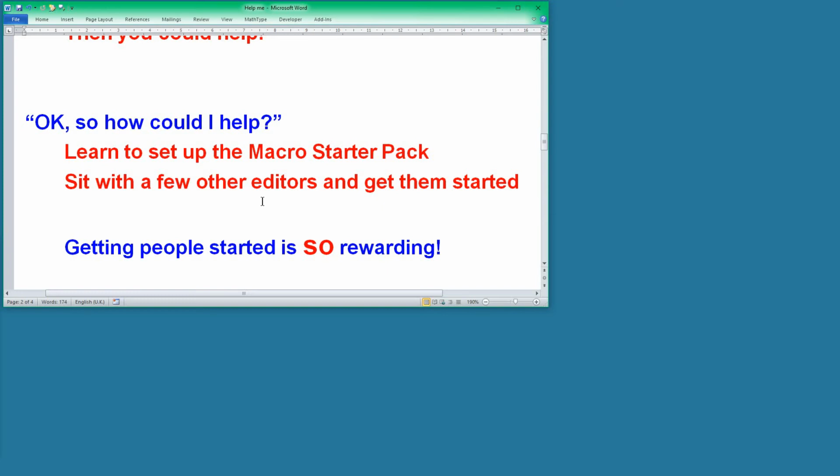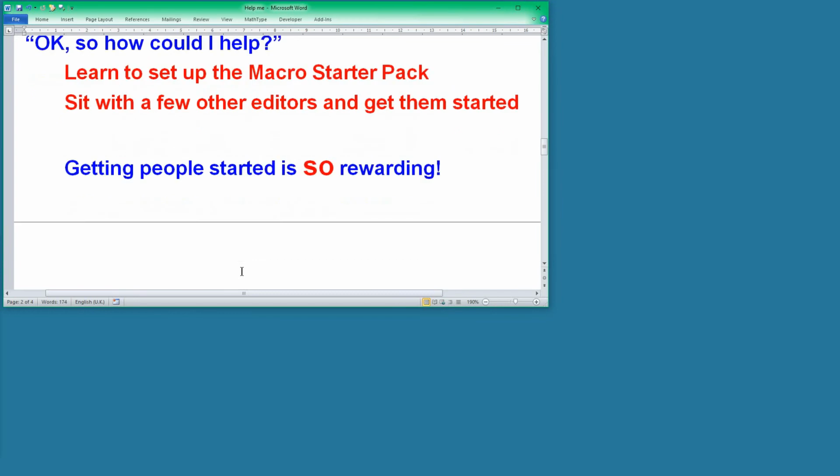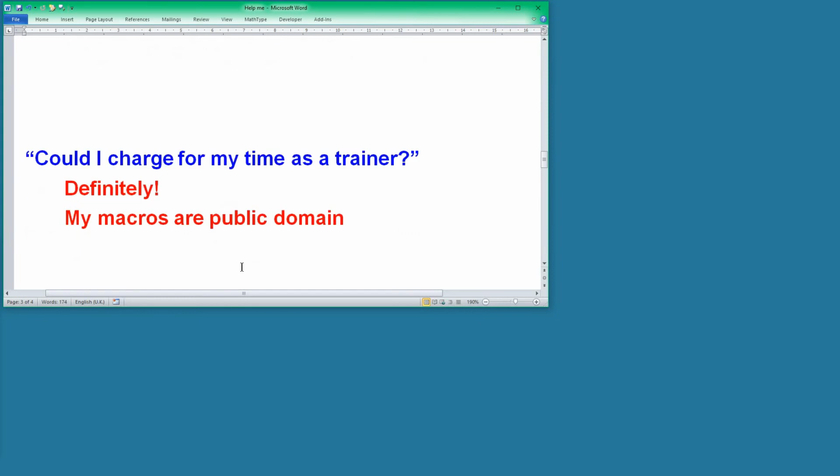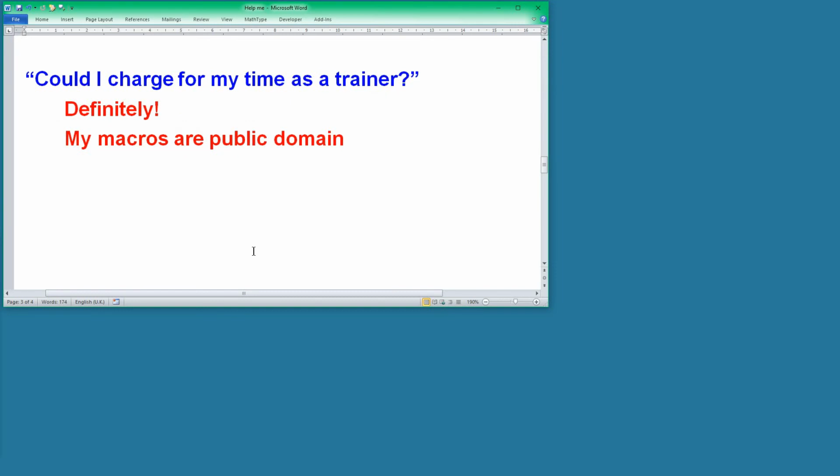And I'm saying to you that getting other people started is extremely rewarding. I've done a fair amount myself, and yes, it is definitely a rewarding thing to do. Question: could you charge for your time, you're asking? Well, yes, definitely. I'm giving away these macros. They are public domain. You can use them for your own use, and you can show other people how to use them, and you can charge them for the time that you take in actually helping them to get started. So yes, that's good. So that's my idea.